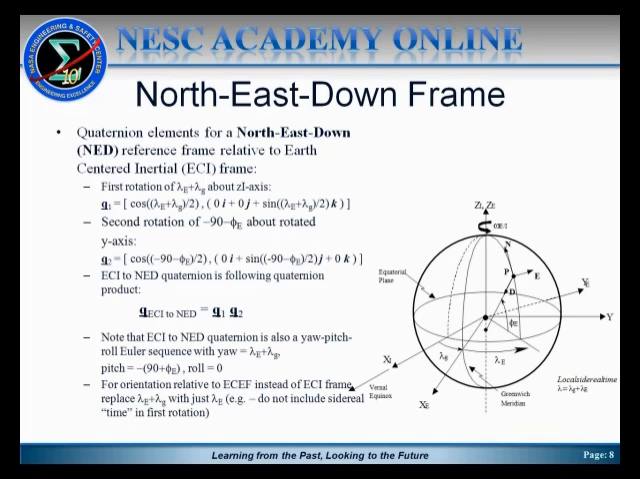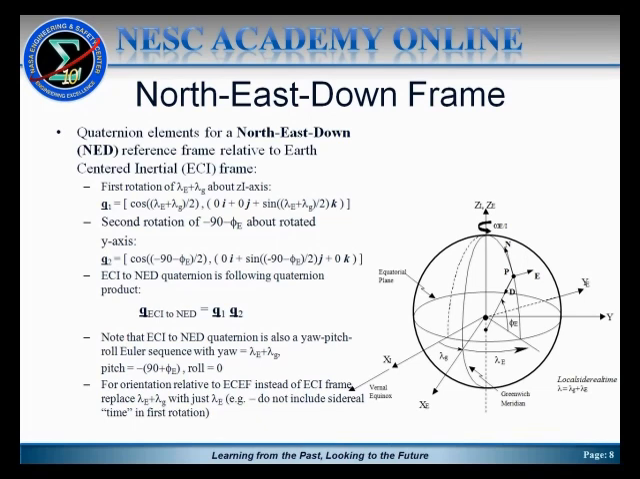The second rotation that would be needed to orient that northeast down frame relative to the Earth-Centered Inertial would be a rotation of minus 90 minus geodetic latitude about the rotated y-axis. And it would be shown as represented there by the quaternion Q2. And finally, the ECI to northeast down quaternion would be just the product of Q1 times Q2. And note that that ECI to NED quaternion is also nothing more than a yaw, pitch, roll Euler angle sequence, with the yaw angle equal to the geodetic longitude plus sidereal time. The pitch Euler angle is minus 90 minus geodetic latitude, and the roll angle would be 0.